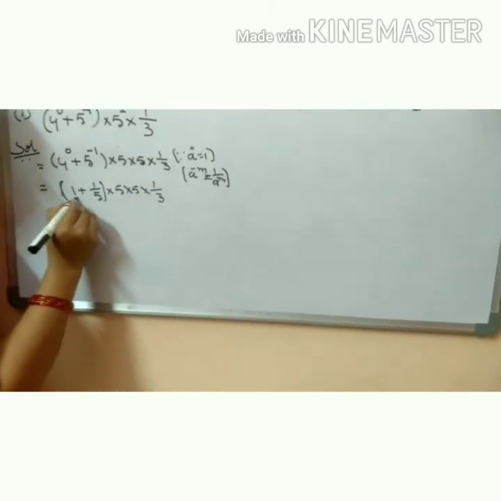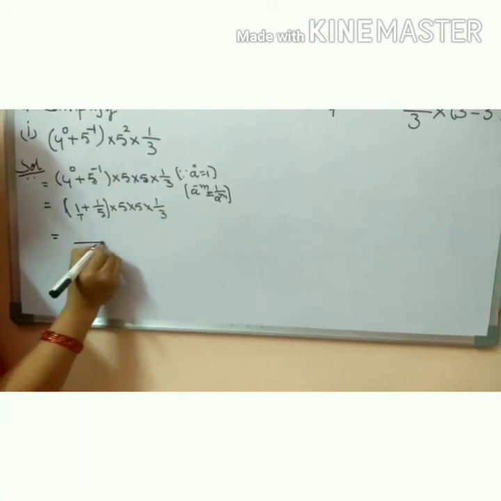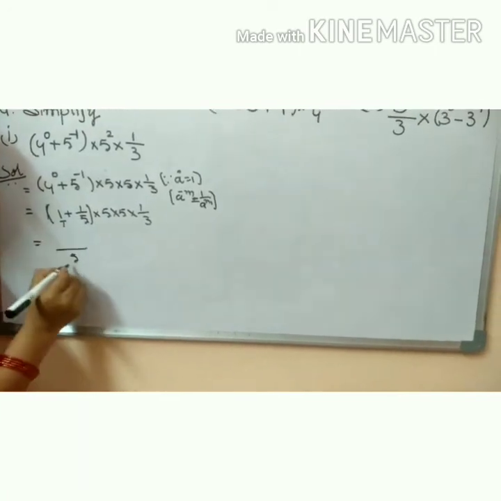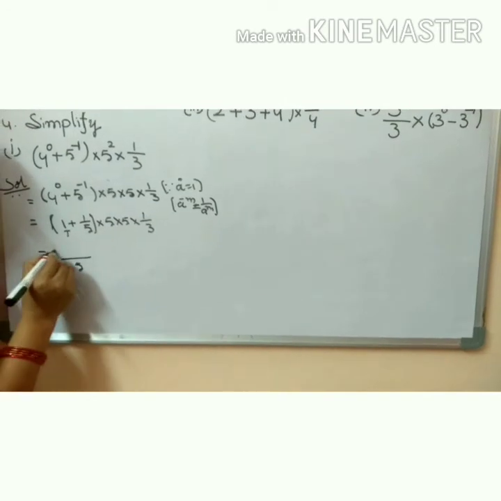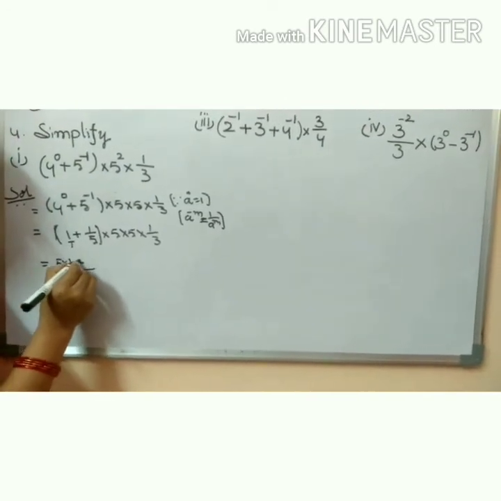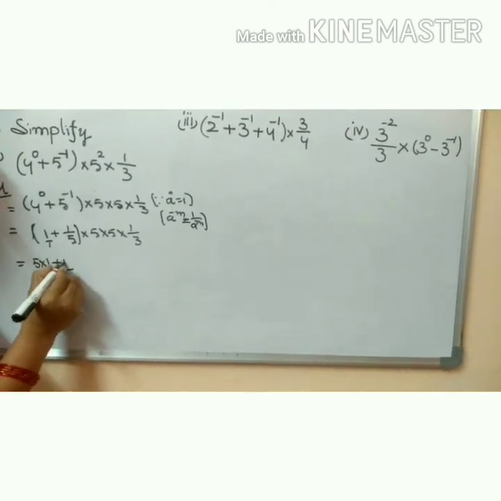So here do the LCM. 1 into 5, 5 LCM. How many times are possible? 1 in 5? 5 times. So 5 into 1 plus 5 is the denominator. 5 is 1 time possible.